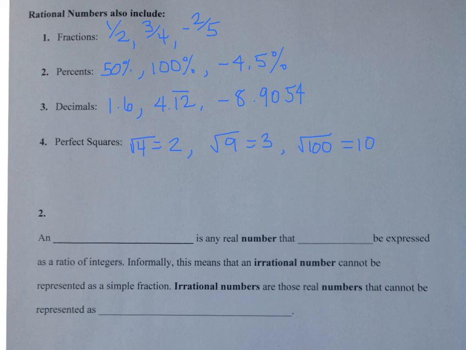So these are some examples of rational numbers. Let's look at our next category of real numbers. We're going to scroll down.